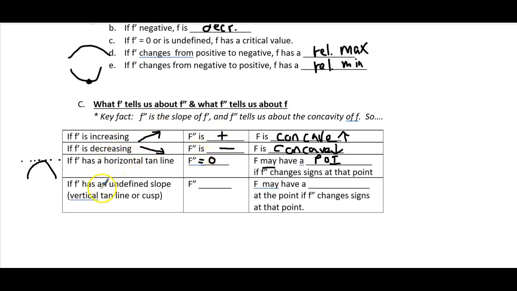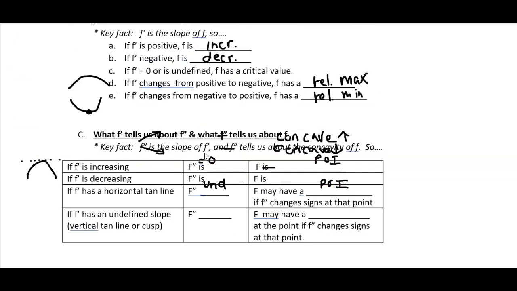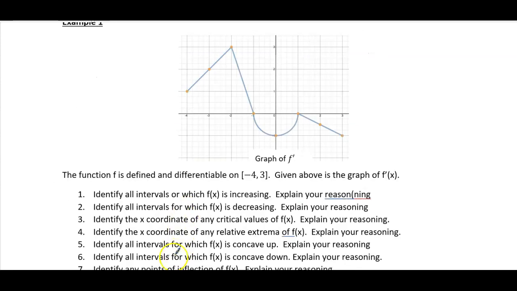Okay? If f prime has an undefined slope, in other words, it's a vertical tangent line or a cusp, then that means that f double prime is undefined, which means that once again, f may have a point of inflection, but once again, that's only true if f double prime is changing signs at that point. Okay, so keeping that stuff in mind, let's go ahead and jump into some other stuff.